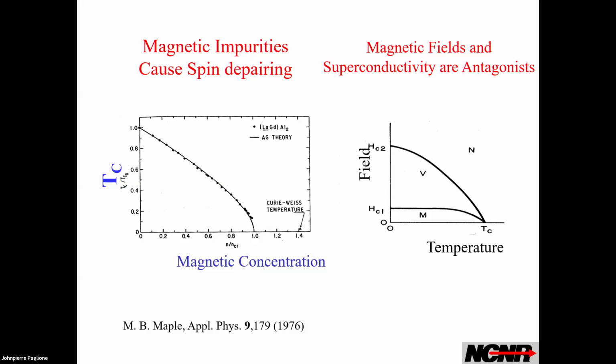And then if you apply a little bit more field, the field actually starts penetrating, but it starts to penetrate in fluxes that are vortices that are quantized. So it's a fully quantum mechanical effect. And then typically you apply enough field and you go back into the normal state.